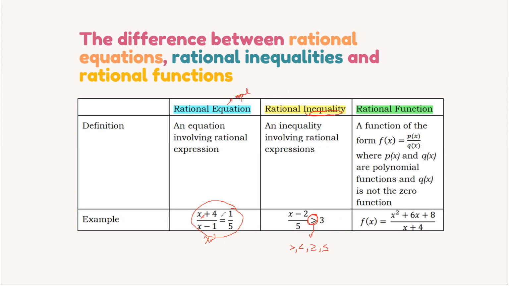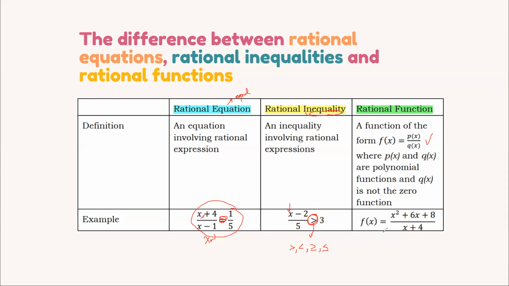So it will always involve the equal sign. This is similar in that only one variable is involved, which is x, for the rational equation and inequality. However, a rational function is a function of the form f of x. It is a function in itself, expressed in this format where p of x and q of x are polynomial functions and q of x is not the zero function.